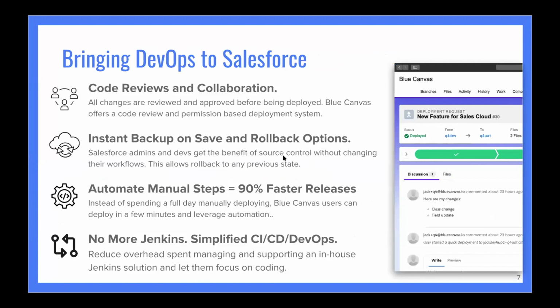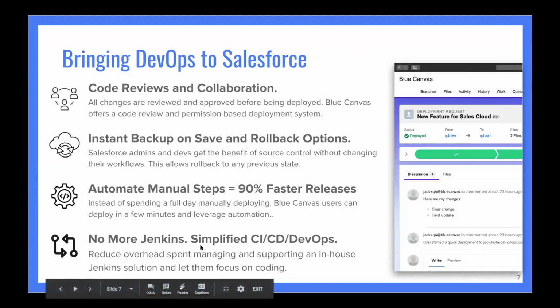A number of ways. So we increase quality through code reviews and collaboration. You'll see we have a nice ticketing system with comments that allows developers to get a second set of eyes on different things. We do instant backup of all changes in real time, which gives you the ability to roll back in a very granular way as needed. We automate so many steps, so that increases the speed and velocity of your release cycle. We have a lot of teams that are reporting 90% increases. That means they're basically going from 2 hours to compile a change set down to a couple of minutes to not only compile everything, but also deploy.